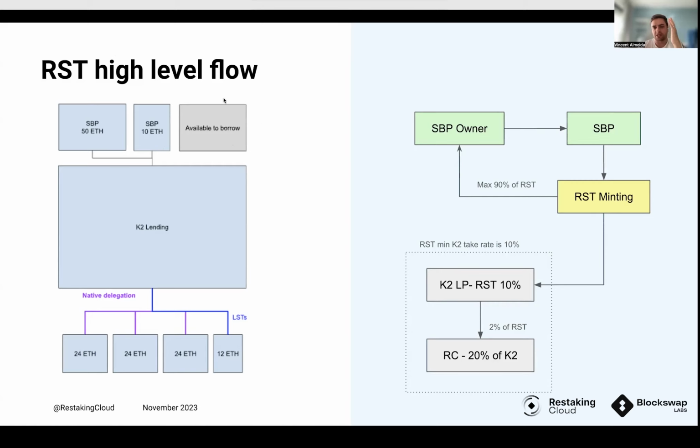The available to borrow is any capacity in the protocol that is not used. This needs to be incentivized correctly in order to offer the restake to other applications. And here this is covering the minting. 10% is for the incentives. There is a take rate for the service of the protocol, but other than that, it's used for the incentivization of the native delegation in the K2 lending protocol.